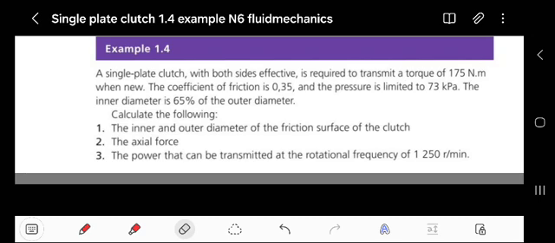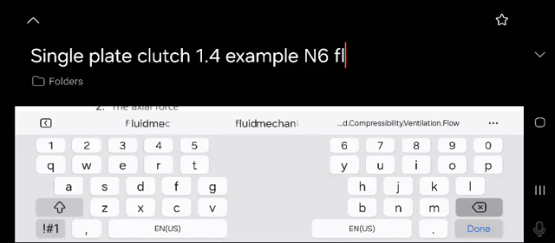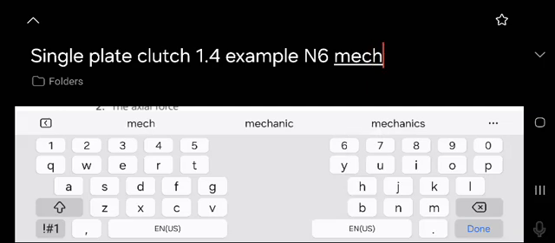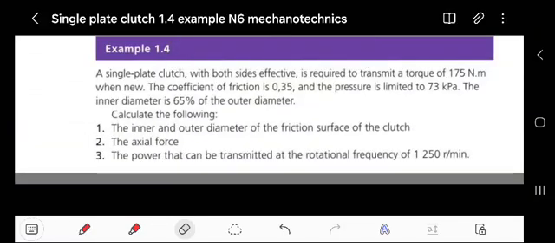We're still under clutches, right? Sorry about this, the title is Mechanotechnics, not fluid mechanics. Sorry about this, guys. It's just Mechanotechnics.